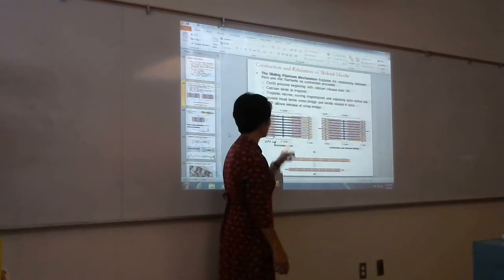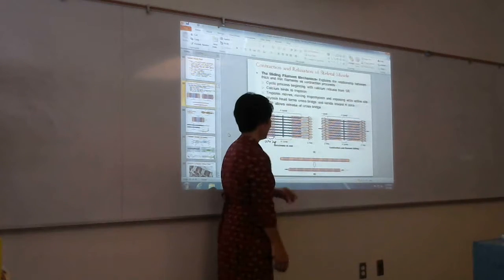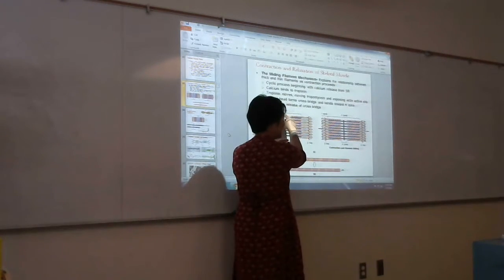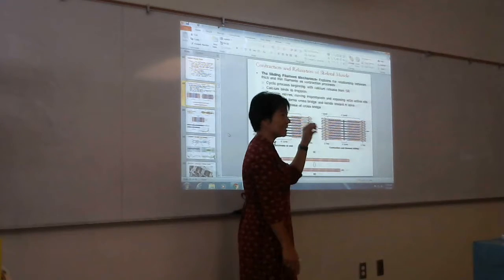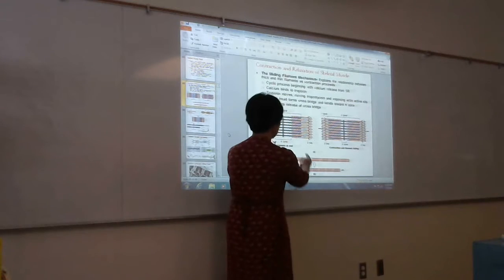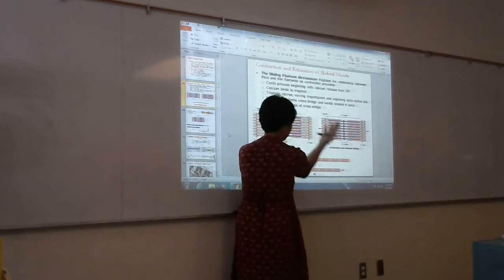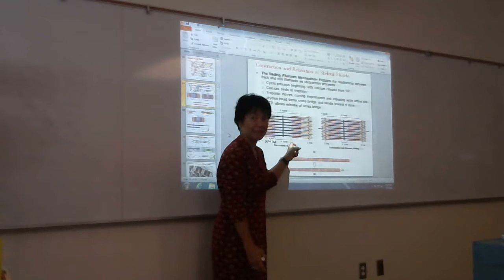What happened to your A band? Increase, decrease, no change. No change. It's the A, correct. The A is the dark. And the dark is because of the myosin. The myosin remains, right? You're just pulling it. It doesn't change the dark band, the A band.